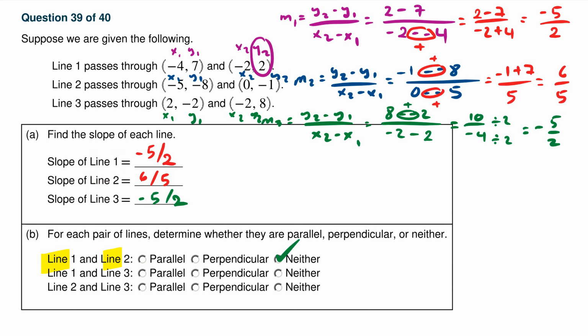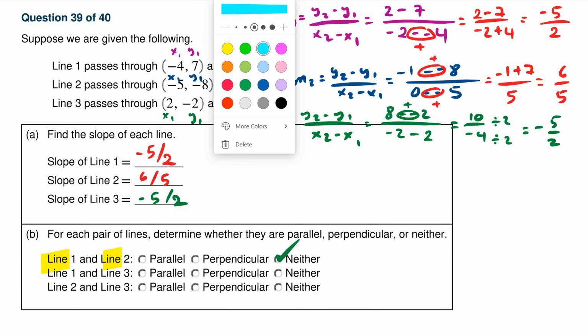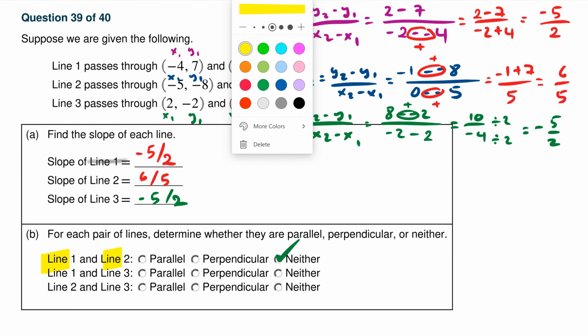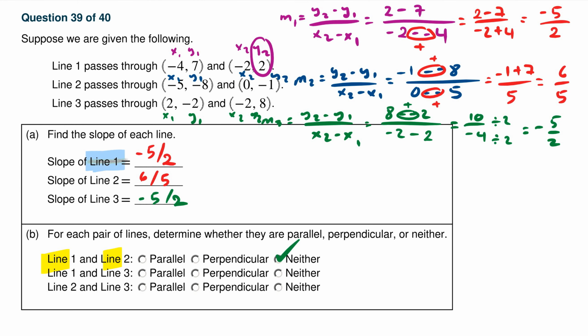Line 1 and line 3. Okay. Line 1 and 3 are exactly the same, so they're going to be parallel. Line 1 and 3 are parallel because they have exactly the same slope.